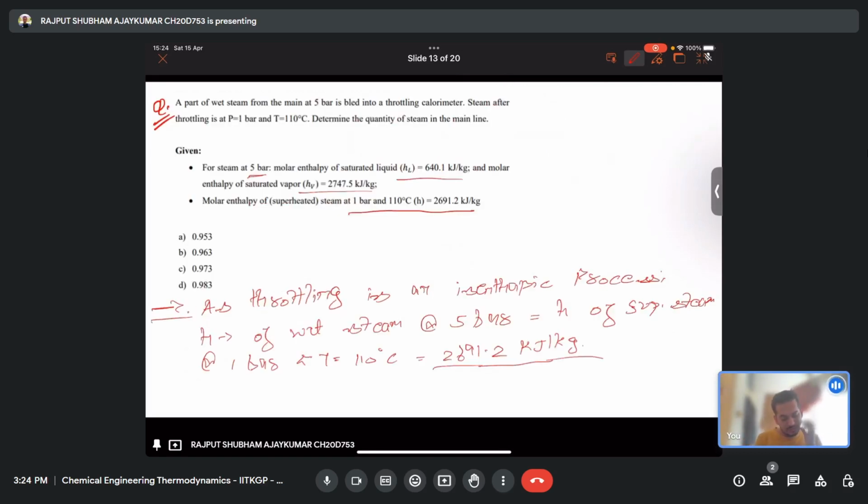Now, since this is a throttling process, we have directly considered an isenthalpic process, that is constant enthalpy. We have taken the enthalpy of the wet steam at 5 bar to be equal to the enthalpy of the dry steam at 1 bar. So it turns out to be 2691.2 kilojoule per kg. Okay.